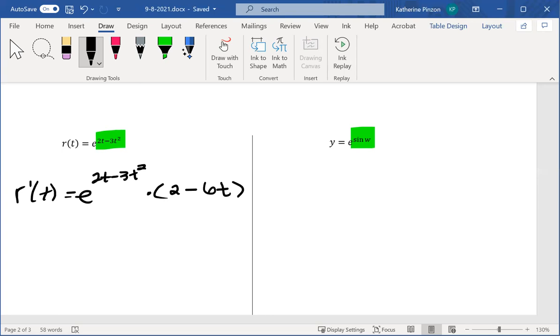Okay, take 2 minutes. I don't think it'll take you 2 minutes. Take 1 minute and try to find the derivative of this guy. E to the sine w. Can you find the derivative of e to the sine w?